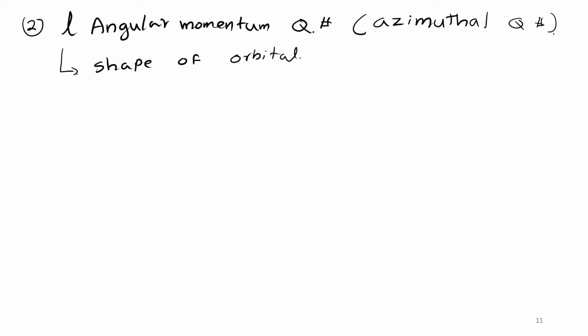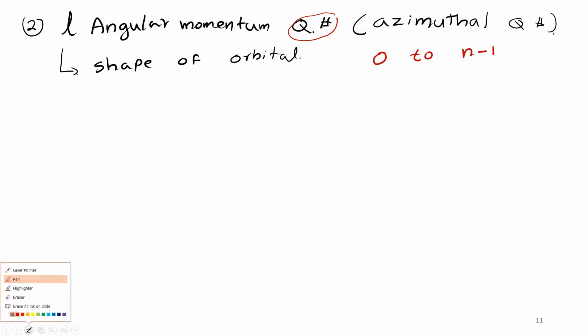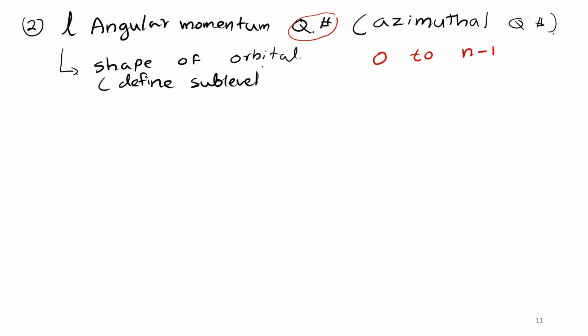And this quantum number, since they say it's a quantum number, should have a certain numerical figure. So how do we get that numerical figure? It goes from 0 to n minus 1. So L, the angular momentum quantum number, defines the shape of the orbital, or in other words, we can define the sublevel. A while ago, we saw N. N defines the energy level. L defines the sublevel. In addition, it can say the shape.